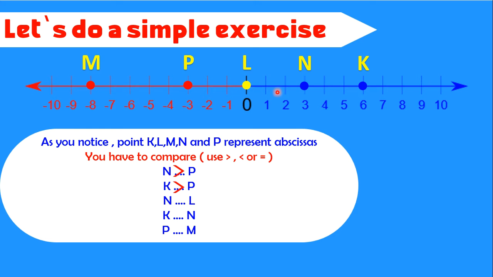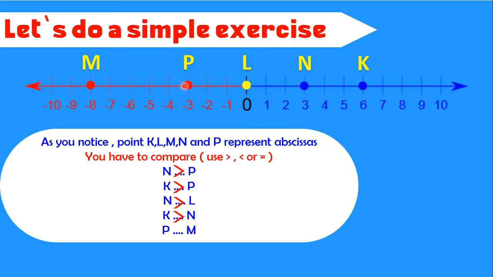N and L. Notice that N is to the right of L. So surely, N is greater than L. So +3 is greater than 0. K and N. K is to the right of N. So K is greater than N. The abscissa of K is +6 and the abscissa of N is +3. So +6 is greater than +3.